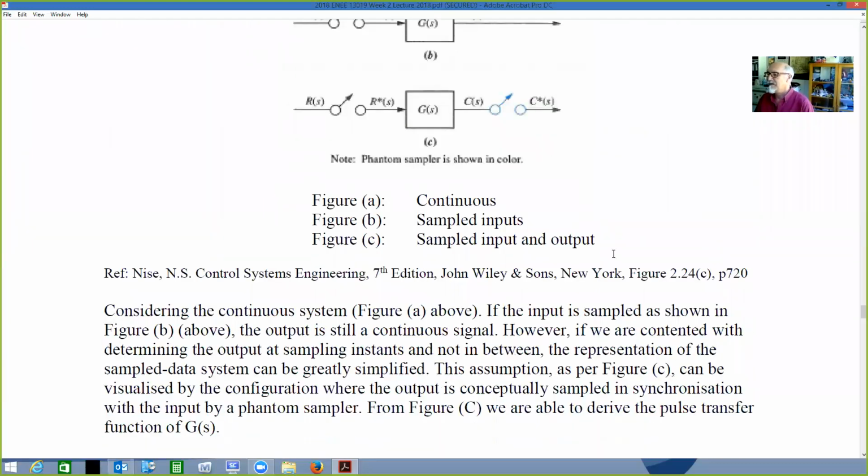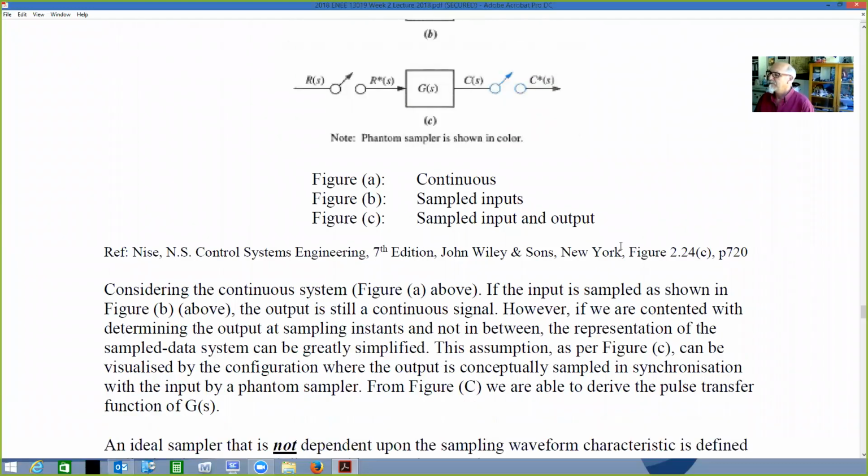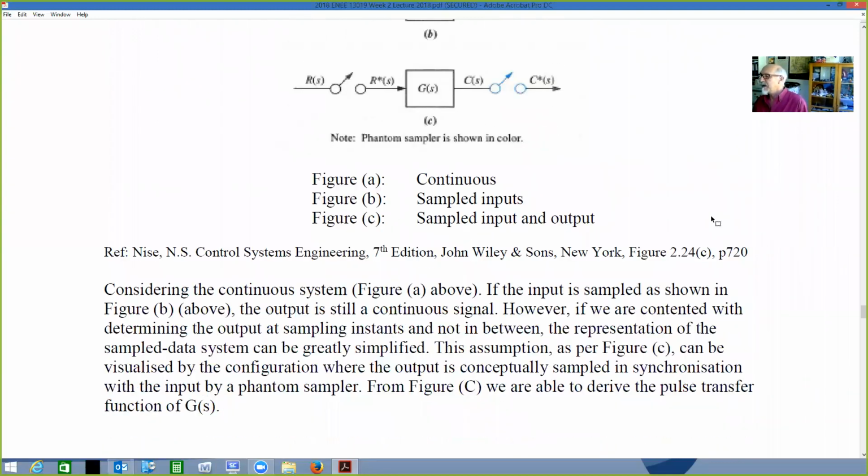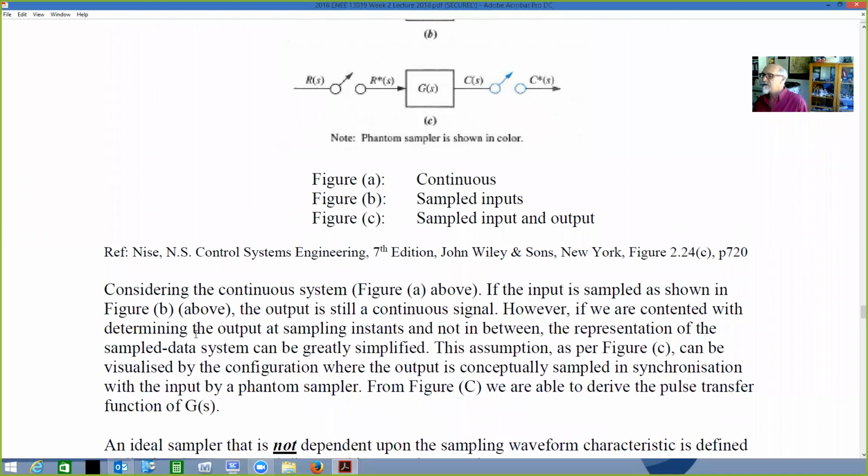So now in dealing with that, if we consider the continuous, if the input is sampled as shown in the figure above, the output is still a continuous signal. It's still going to be continuous. However, if we are content with determining the output at sampling instances and not in between, then the representation of the sample is greatly simplified, and basically you end up with the sampled input and output.